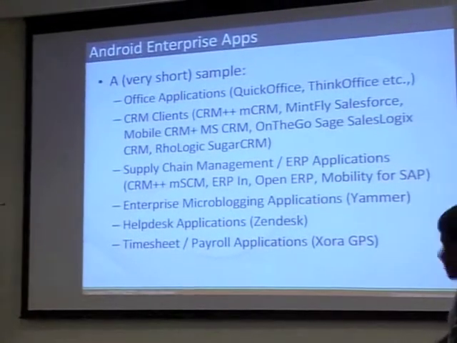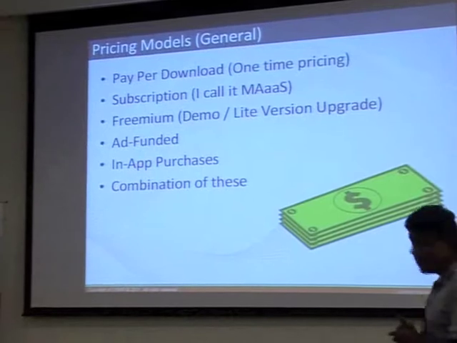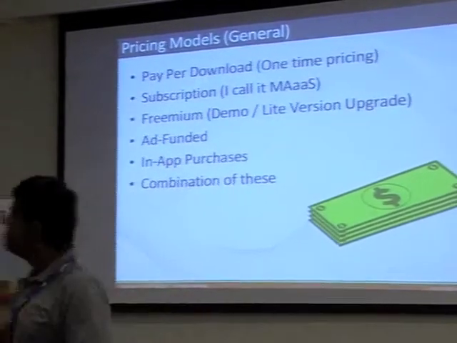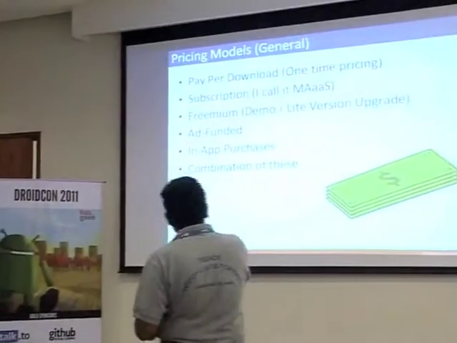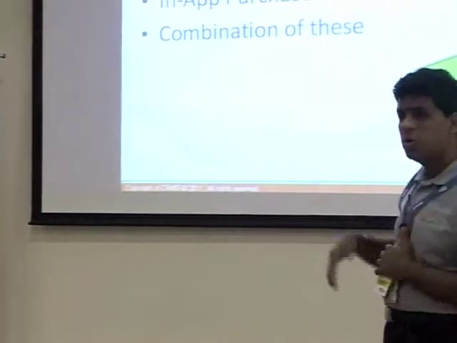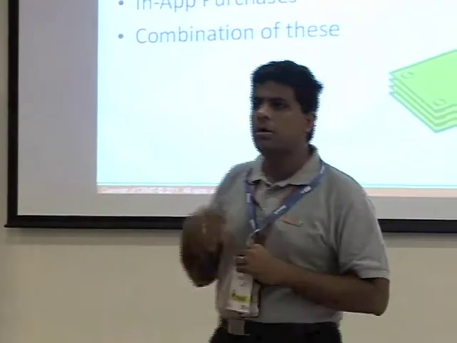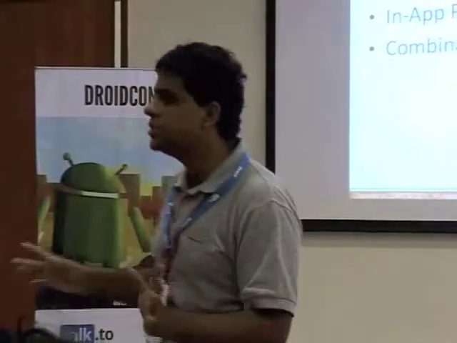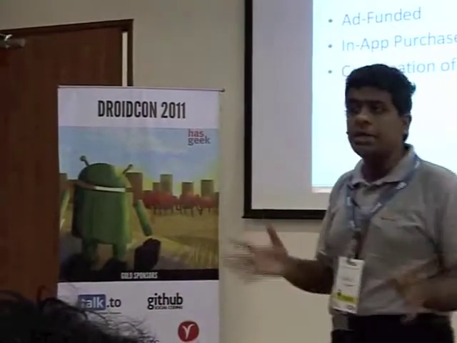This is just a sample. So what I'll do is I'll directly go to the pricing models. This also you would have seen elsewhere. These are the pricing models which are normally used for enterprise apps. One is paid download. It's a very simple model. Pay $5, $3, $1, whatever it is, download and then start using it. It's as simple as that, no headache.